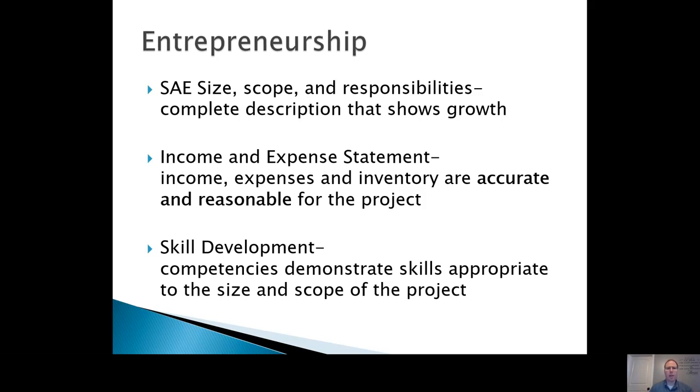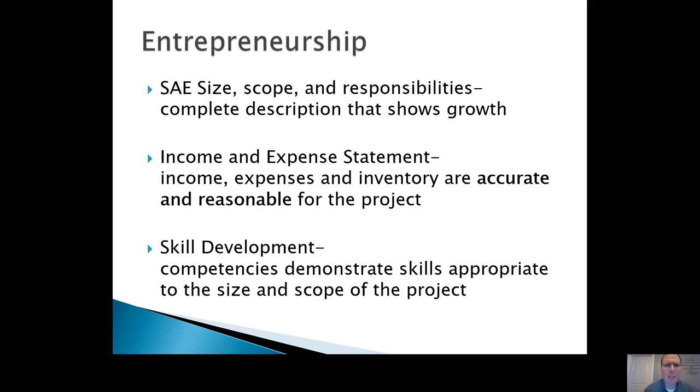I think entrepreneurship applications probably give folks the most heartburn. They ask the most questions about that. But entrepreneurship applications are really not that complicated. Again, we're just looking at what student has developed the best business project with the resources that they had to work with.